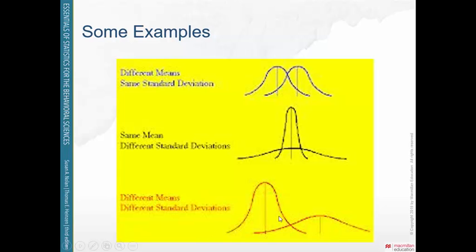And lastly, down here we have an example where we've got two curves, two distributions. They have different means. The mean of the curve on the right is higher than the mean for the one on the left. And the curve on the right has a larger standard deviation. There's more variability compared to the one on the left. So this is how variability impacts the shape of curves.